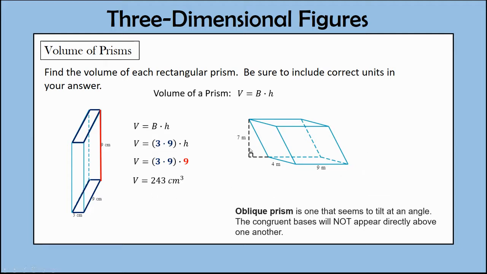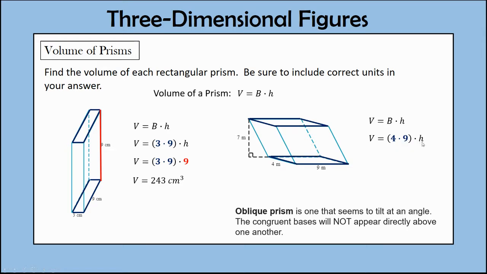Okay. Over here, look at the oblique one. We're going to start the same way. What's our base shape? Well, our base shape is a rectangle. Okay, 4x9, that's a rectangle. This up here, also a 4x9 rectangle. So area of the base, when it's a rectangle, is length times width. So the area is 4x9.